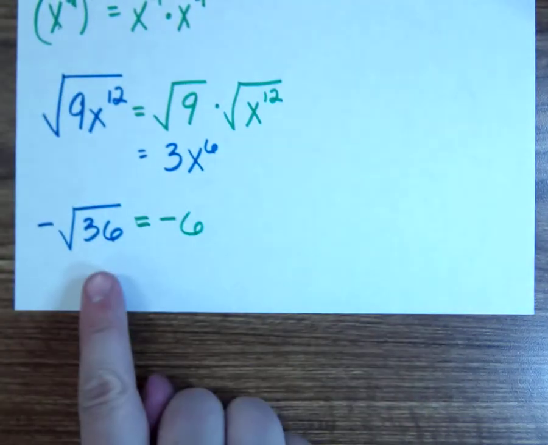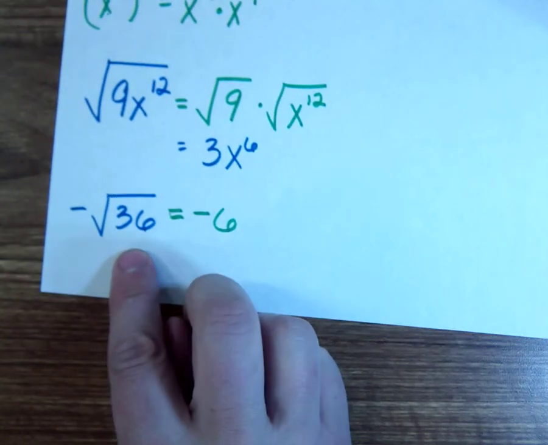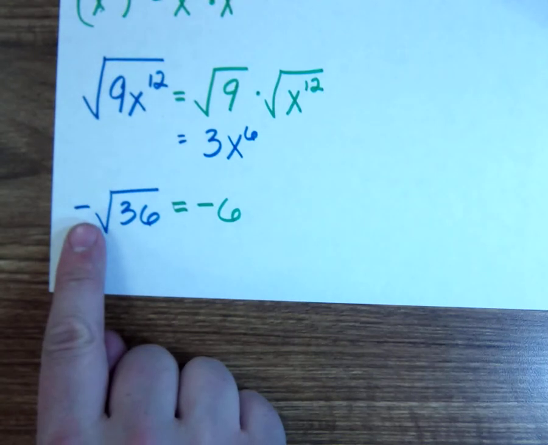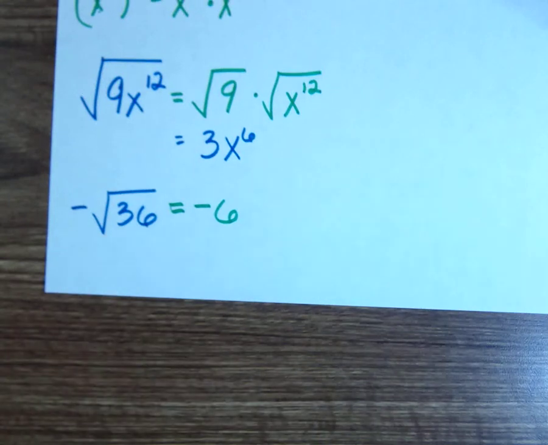Now here's why. We're taking the square root of 36, which is 6, and then we're multiplying it by the -1 that is out here in front. If there's no number, we use 1 as usual. So this is -1 times the square root of 36. -6, you're right. Okay, here's why this is going to make you mad.